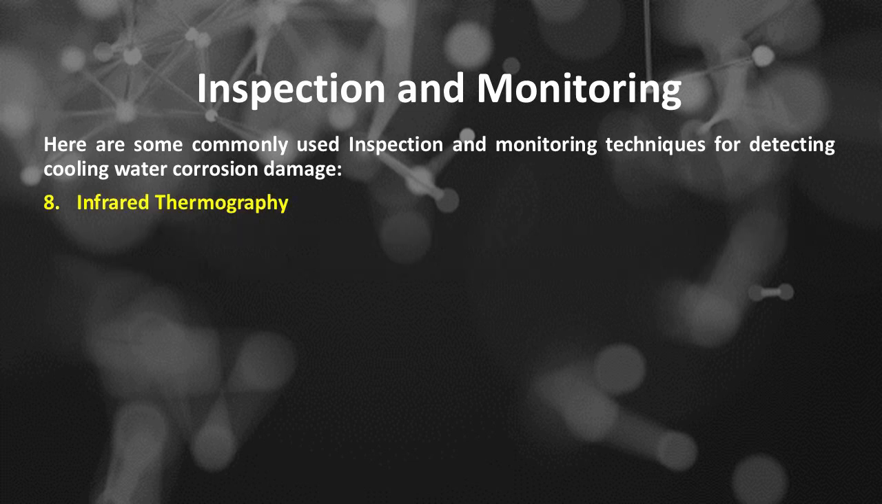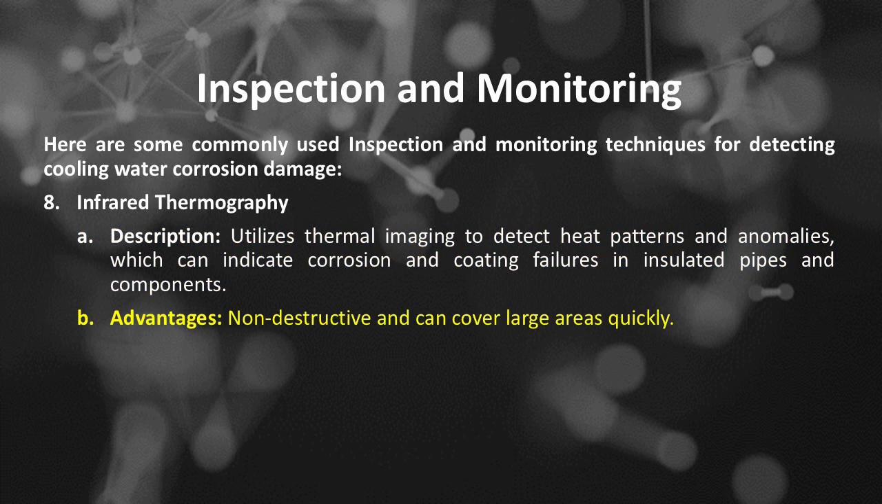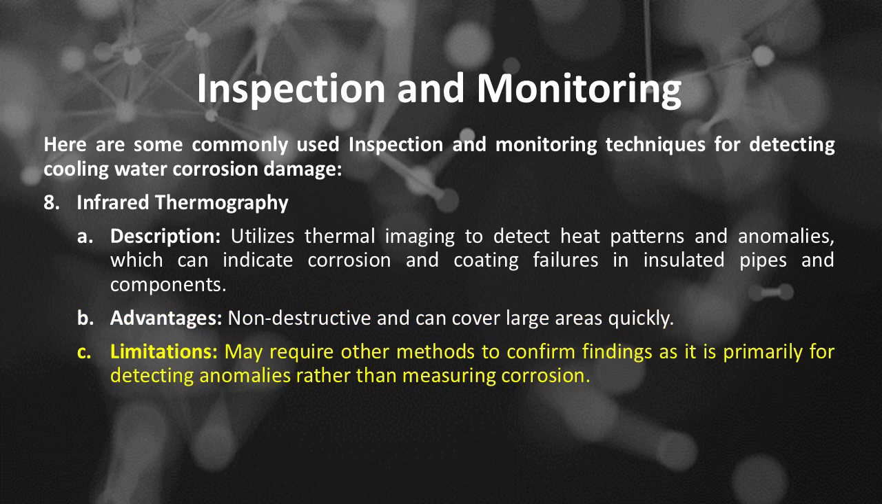Number 8 is infrared thermography. Infrared thermography description: utilizes thermal imaging to detect heat patterns and anomalies, which can indicate corrosion and coating failures in insulated pipes and components. Infrared thermography advantages: non-destructive and can cover large areas quickly. Infrared thermography limitations: may require other methods to confirm findings as it is primarily for detecting anomalies rather than measuring corrosion.